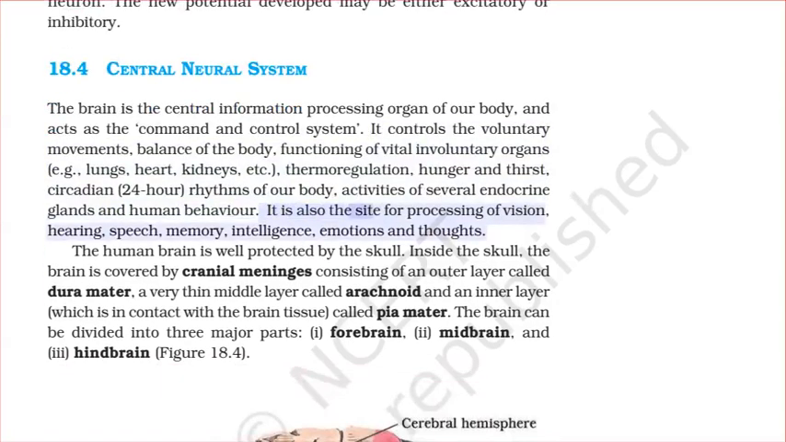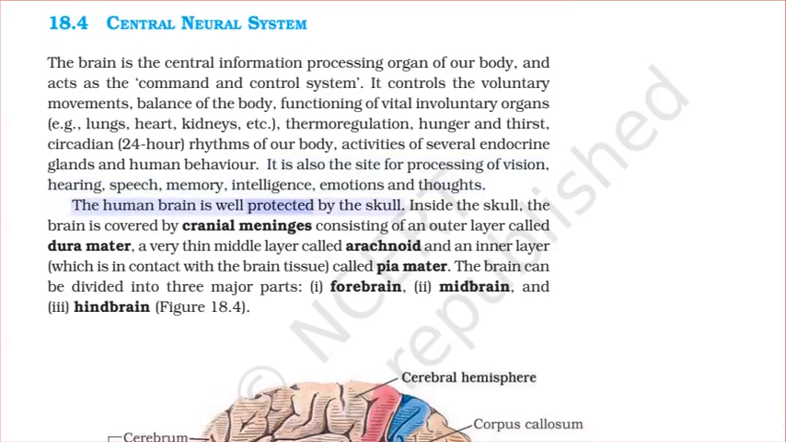It is also the site for processing of vision, hearing, speech, memory, intelligence, emotions, and thoughts. The human brain is well protected by the skull. Inside the skull, the brain is covered by cranial meninges consisting of an outer layer called dura mater, a very thin middle layer called arachnoid, and an inner layer, which is in contact with the brain tissue, called pia mater.